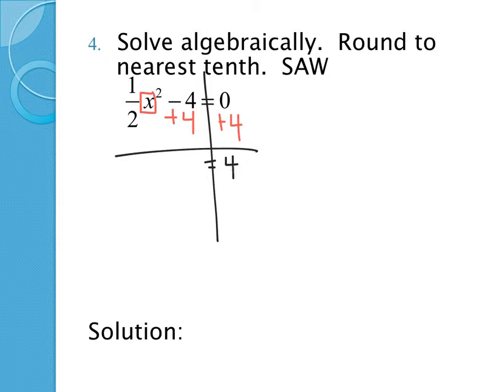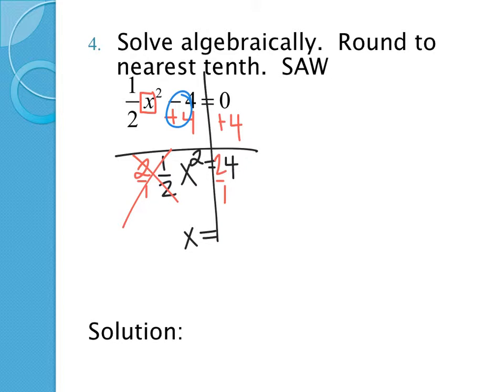Zero plus 4 gives you 4. And then what are you left with on the other side? 1/2 x squared. Now, how are we supposed to eliminate the 1/2? Multiply by the reciprocal, which is what? 2 over 1. On both sides. Don't do it just on one side.